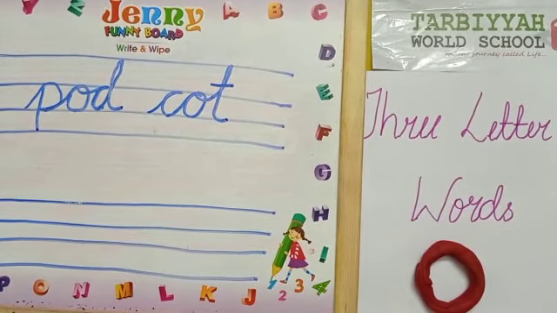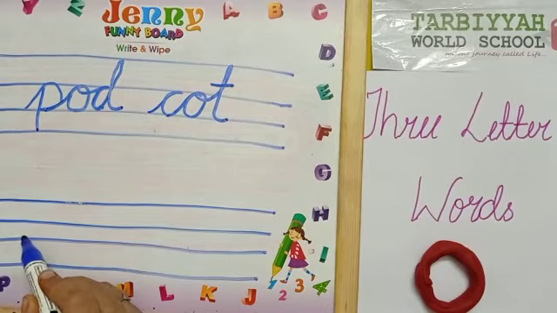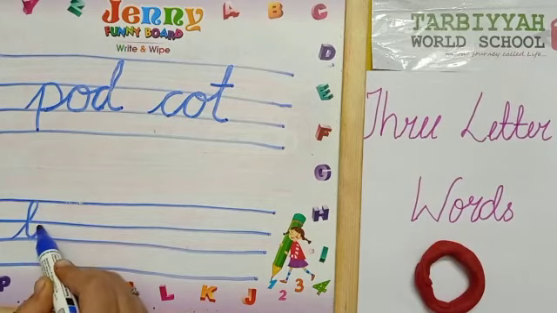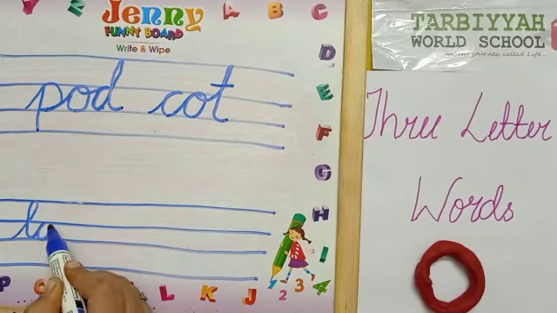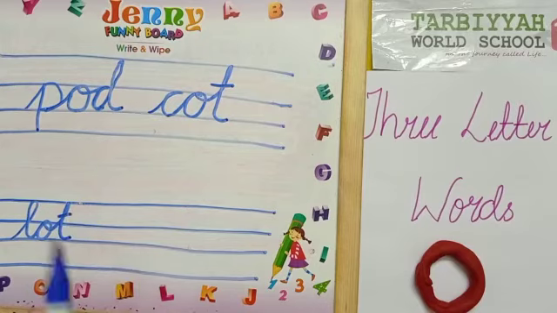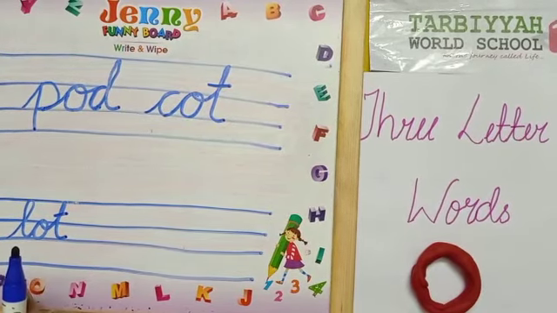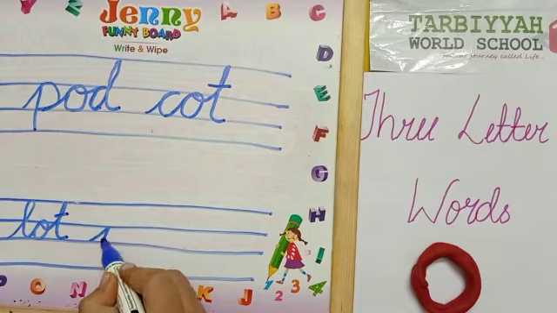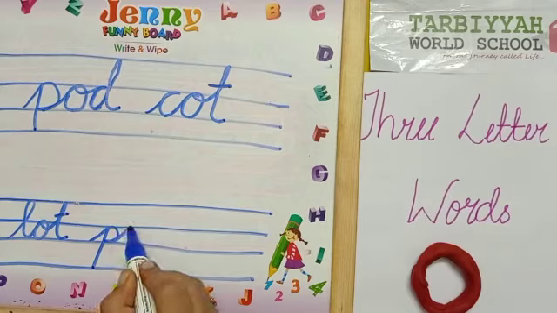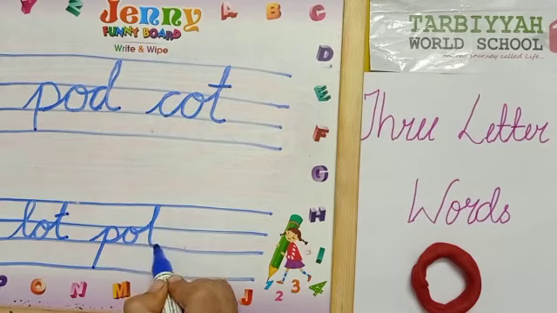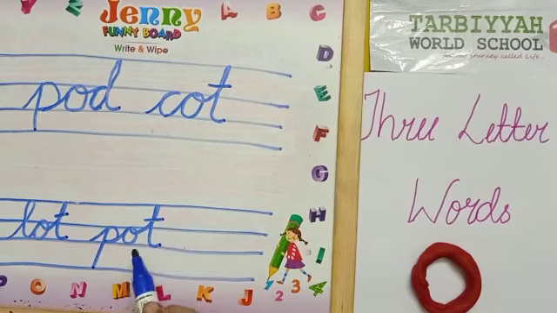Okay. Now see how to write lot. L. Bottom to top. L. Top to bottom. See, this is how you have to write lot. Now see pot. Bottom to top, then top to bottom, then semicircle, then a curve, then bottom to top, then top to bottom again. So it's pot.